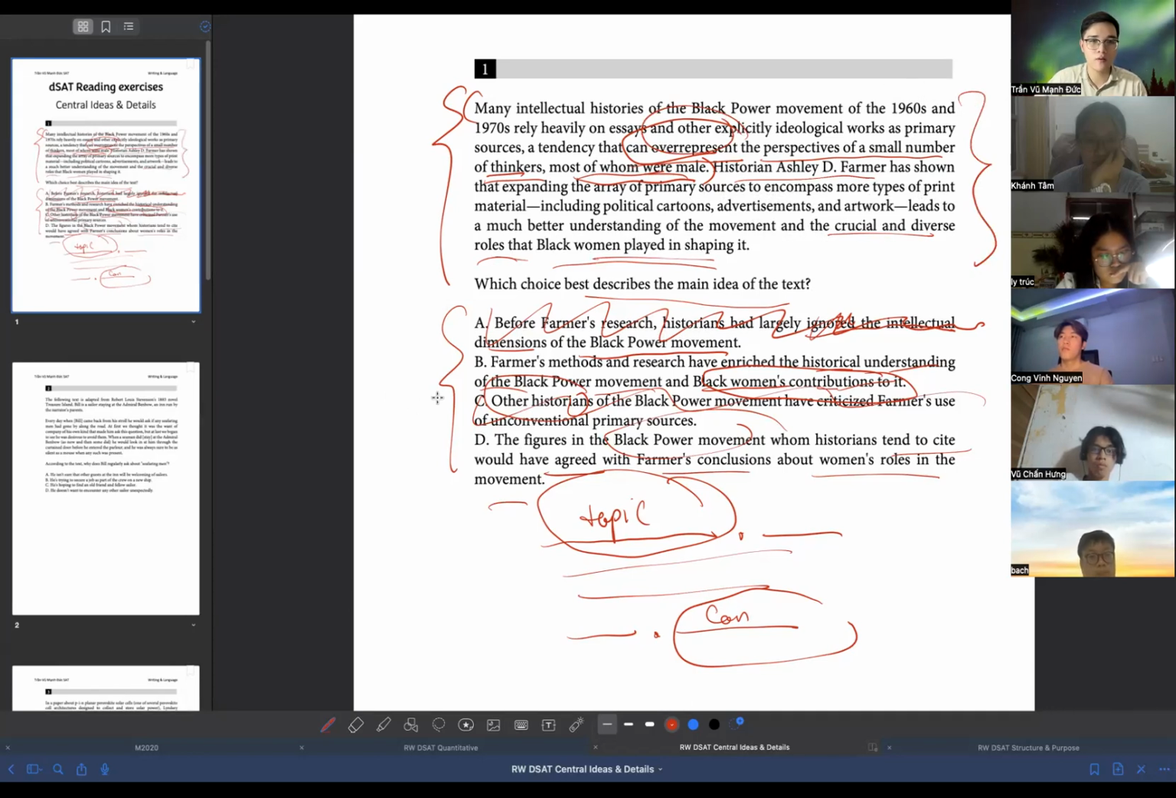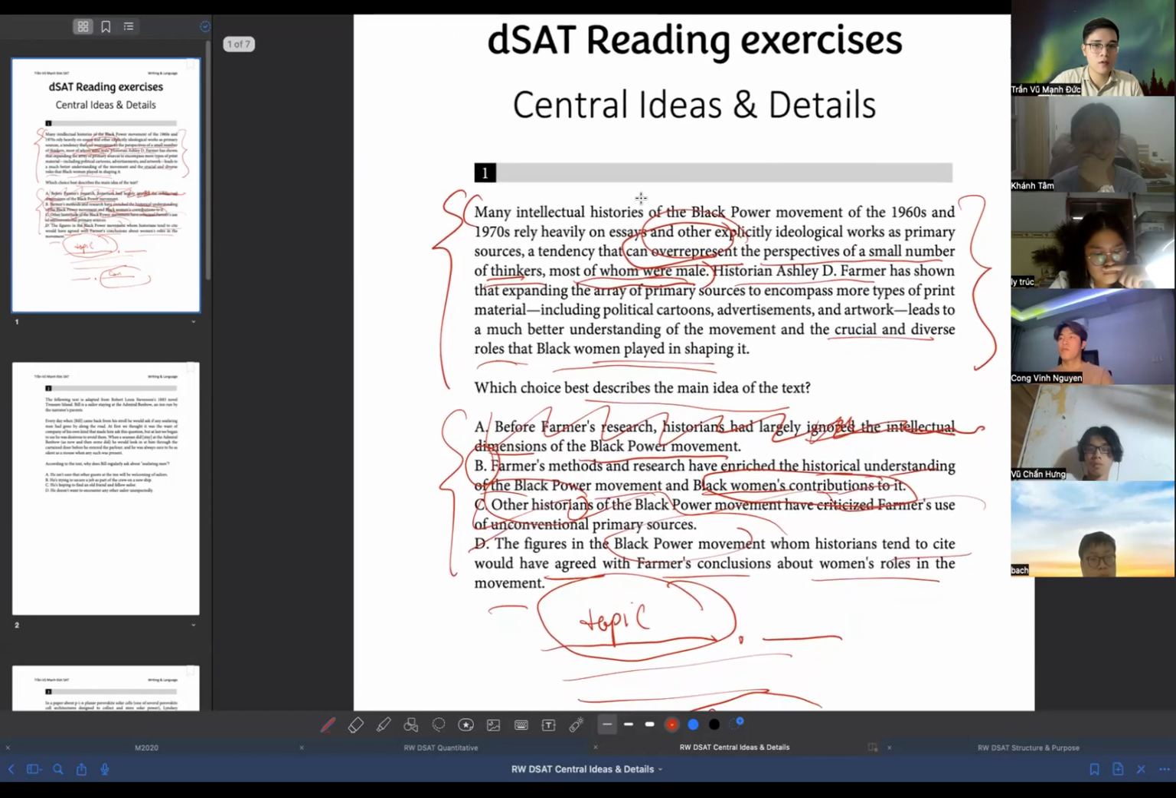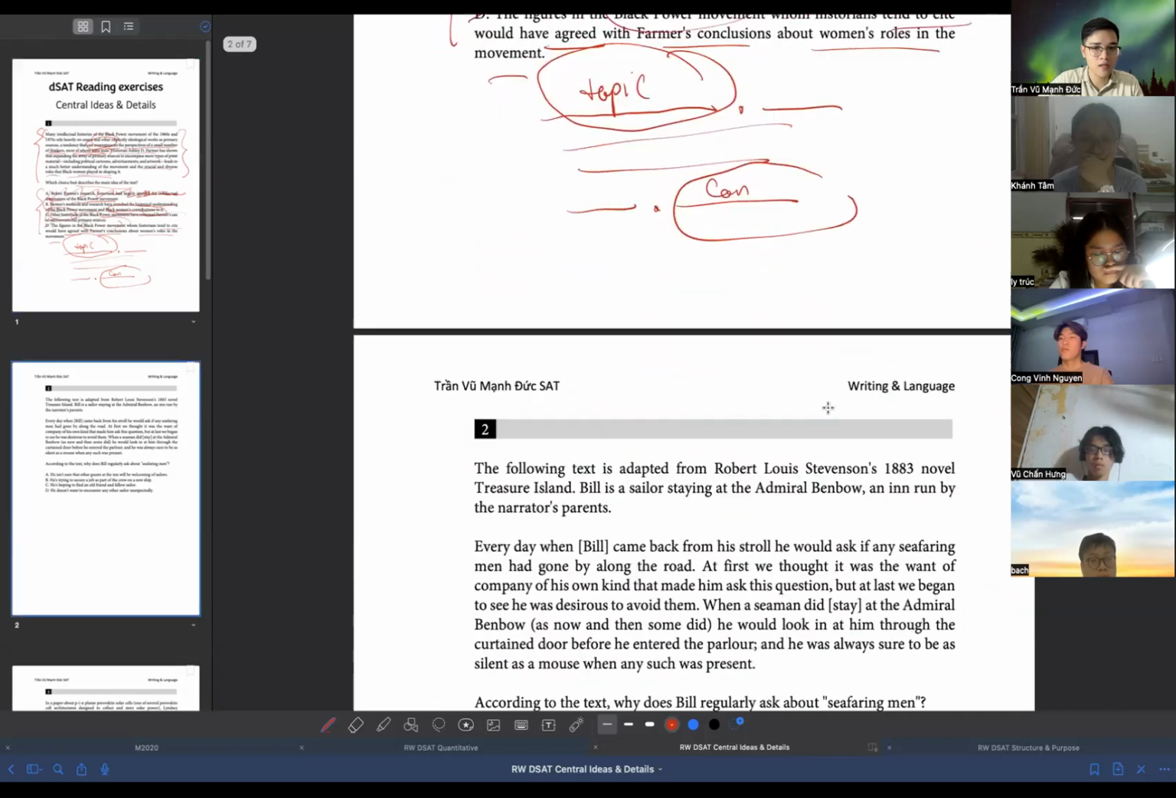So if you want to rely on the topic sentence alone to save your time, if you run out of time, you can just do that. But for safe measure, and if you still have time, you can still read the entire paragraph and then cross out D and choose B. All right. This is how you're going to do the central ideas and details, the main idea of the text specifically. And let's see.